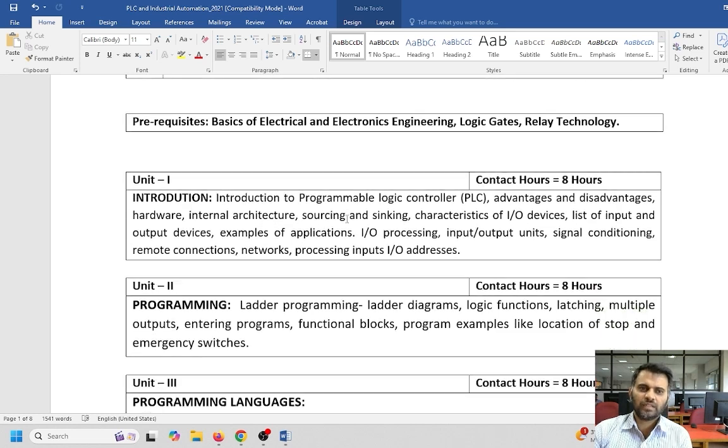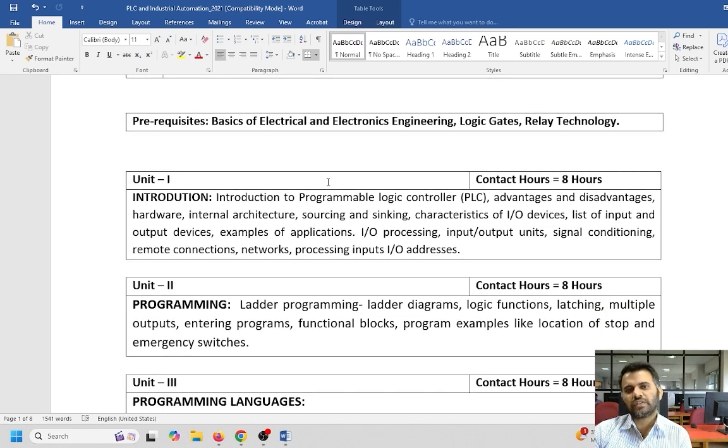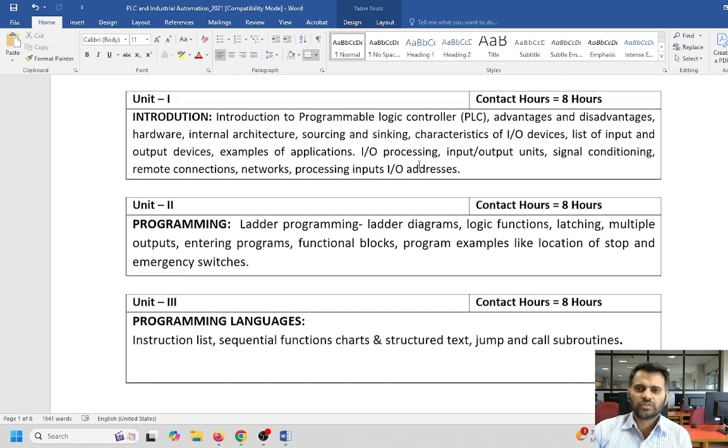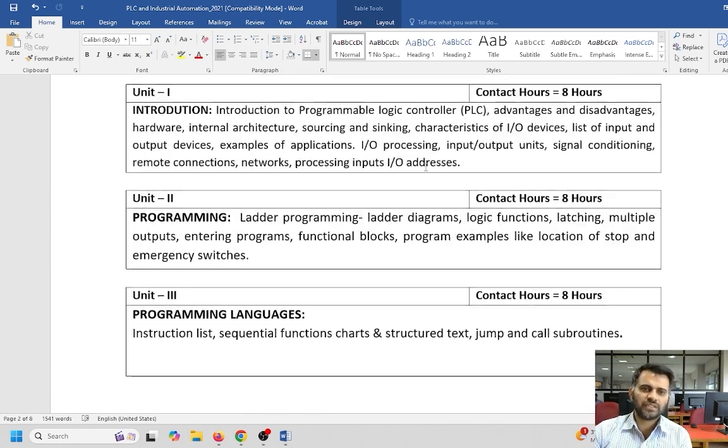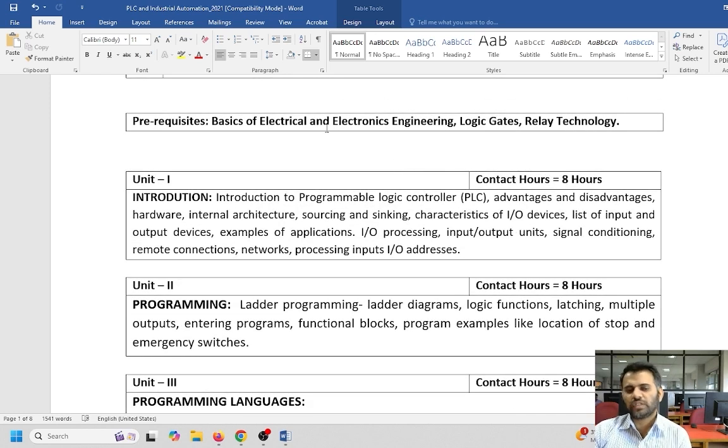The basic prerequisites are the basics of electrical and electronics engineering, logic gates, and the relay technology which will be used. Here we have 5 units. In the first unit we'll go through the introduction of PLC, the advantages and drawbacks of PLC, then the hardware and the internal architecture of the PLC so that we can understand it in a better way. Then the type of connection of the PLC, whether sourcing or sinking logic, and accordingly which type of sensors are to be selected.